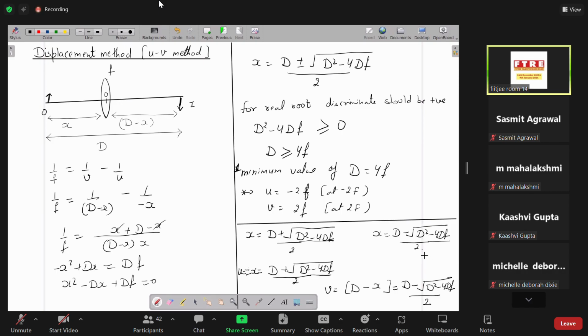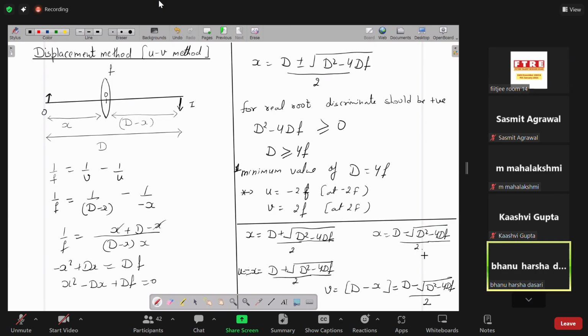So that means if the separation between the object and screen is d, which is greater than 4f, we will obtain two positions of the lens in between, for which we'll get a real image of the given object on the screen. Is this point clear to everyone? Ma'am, could you repeat again? Yeah, I'll write it again. I'll write it on the next page.